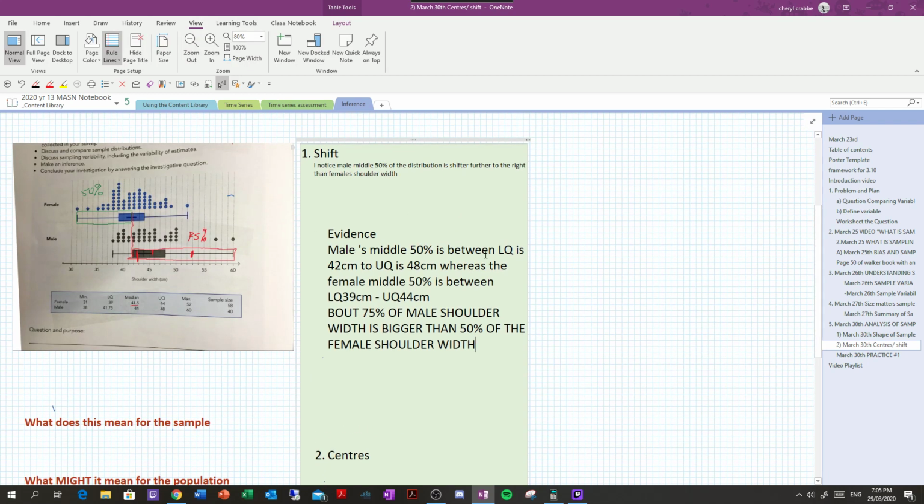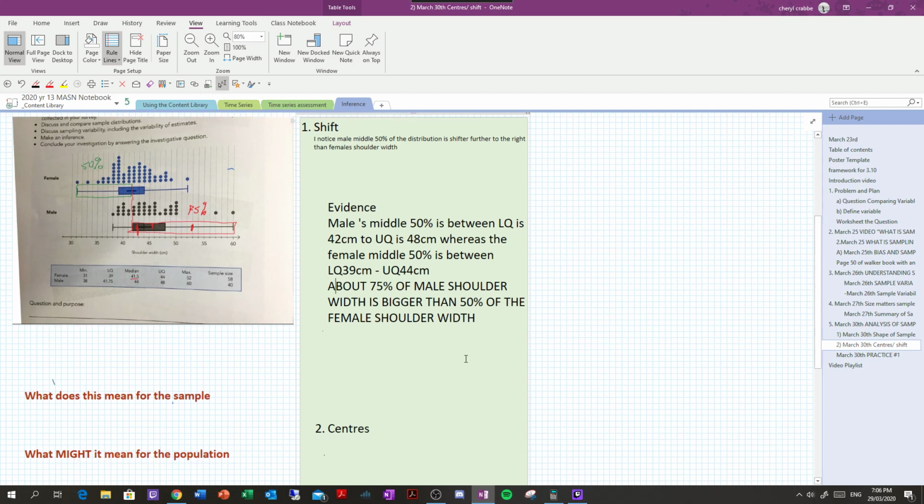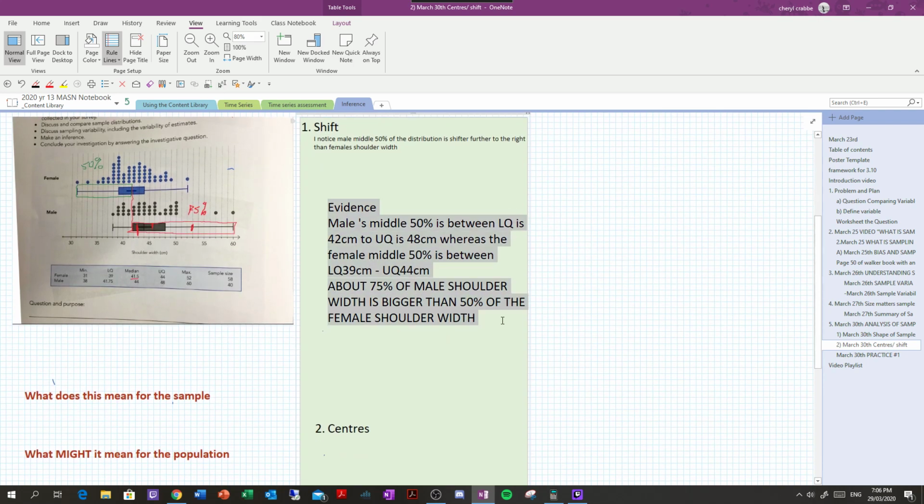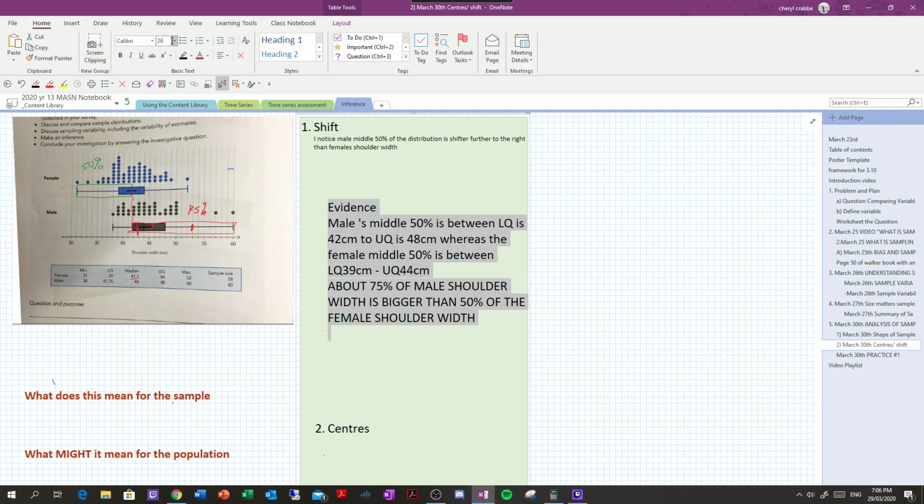Males' middle 50% is between the lower quartile, which is 42 centimeters, to the upper quartile, which is 48 centimeters, whereas the female's middle 50% is between 39 to 44 centimeters. And about 75% of male shoulder width is bigger than 50% of the female shoulder width. Now that's kind of significant. We'll talk about why that's significant later, but that's the way that you can give the evidence and the explanation for the shift. You don't need that to be so gigantic, but anyway.